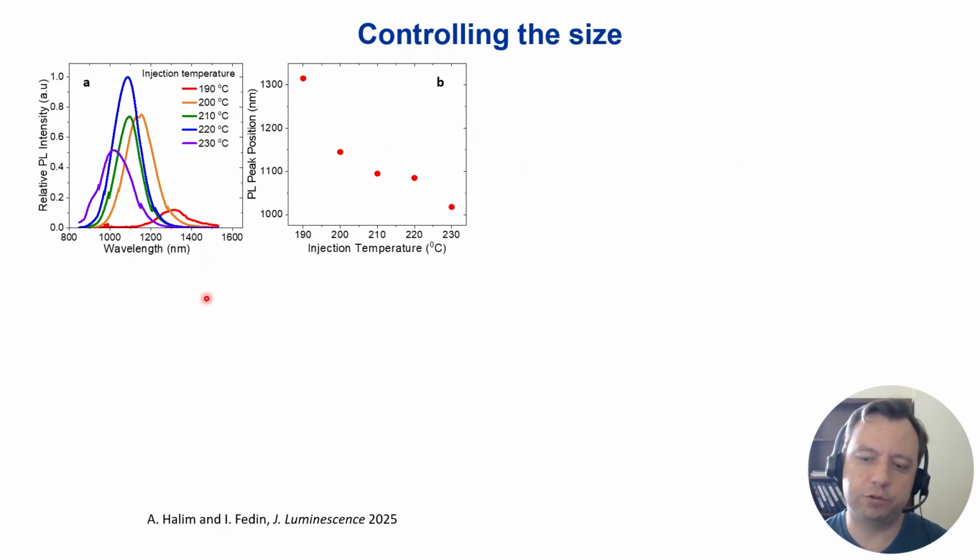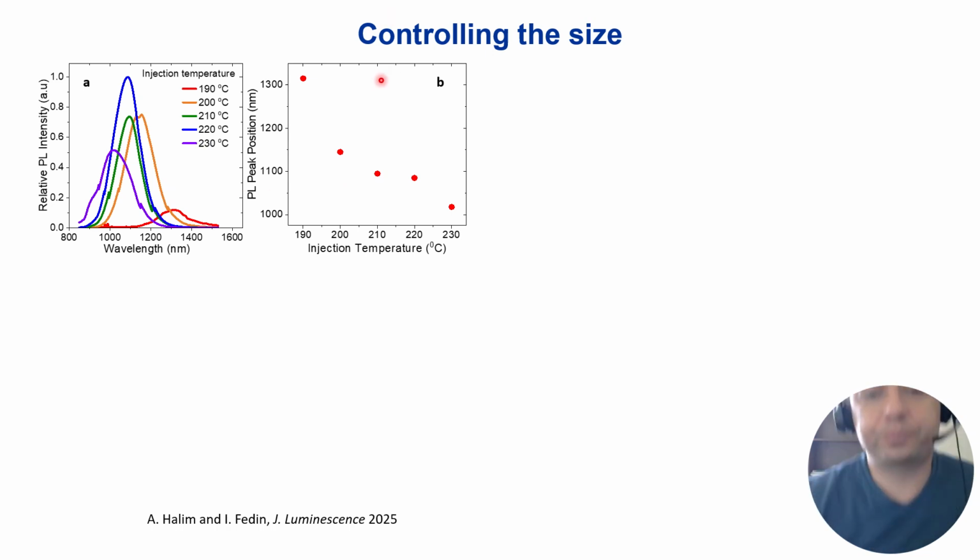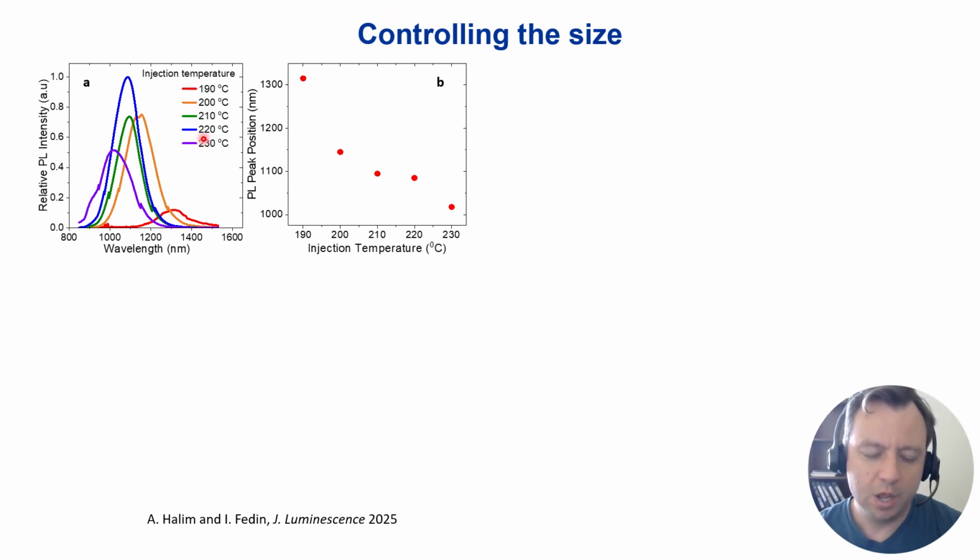Of course, we wanted to push the emission to the shortwave infrared, so we looked into how to grow larger dots. We explored a number of parameters. One of them was the injection temperature. What we noticed was the higher the injection temperature, the smaller the dots. Makes sense for our highly reactive trimethylsilyl-phosphine. When we inject at higher temperature, it breaks, forms many nucleation centers, which consume the precursor, and then we end up with many dots that are smaller in size.